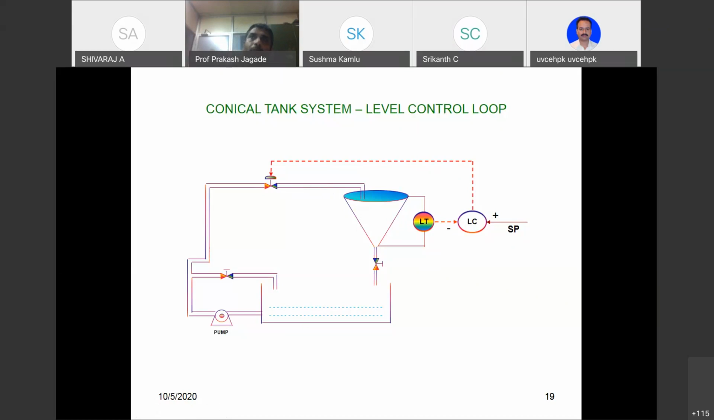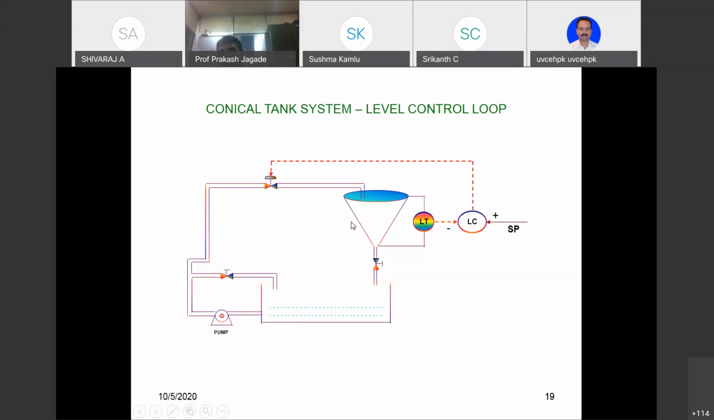Now I'm going to explain how to design an optimal PID controller and how to validate the design. That's my primary focus. Because the shape of the tank is conical, the area of the tank is not constant. It's a variable area tank process. As a result, the time constant of the process also will change. So the time constant is not constant.